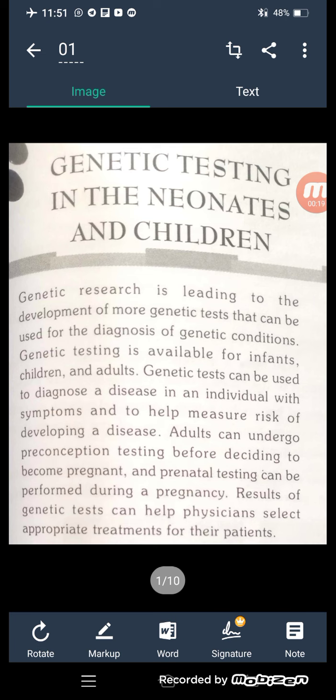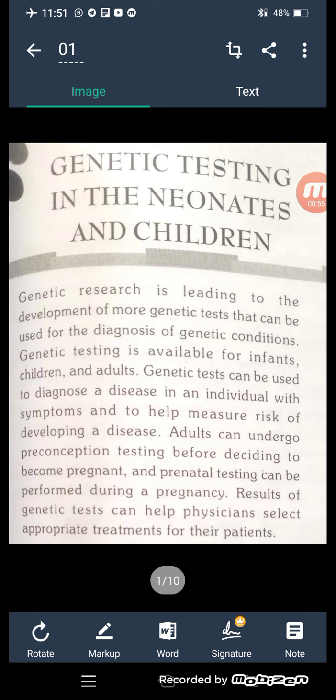What is the introduction? Research is leading to the development of more genetic testing that can be used for diagnosis of genetic conditions. Genetic testing mainly diagnoses genetic conditions: which types of conditions occur in the body, what the normal values are, and what the abnormal values are in genetics. This test is available for infants, children and adults also. The tests can be used to diagnose disease in individuals with symptoms and help them measure the risk of developing a disease.